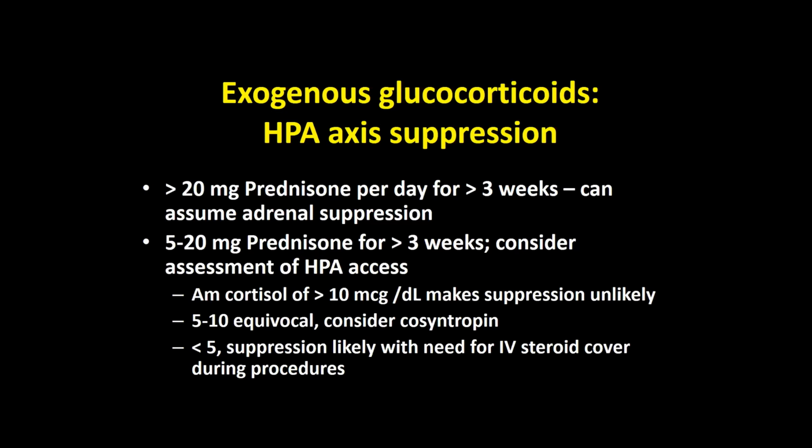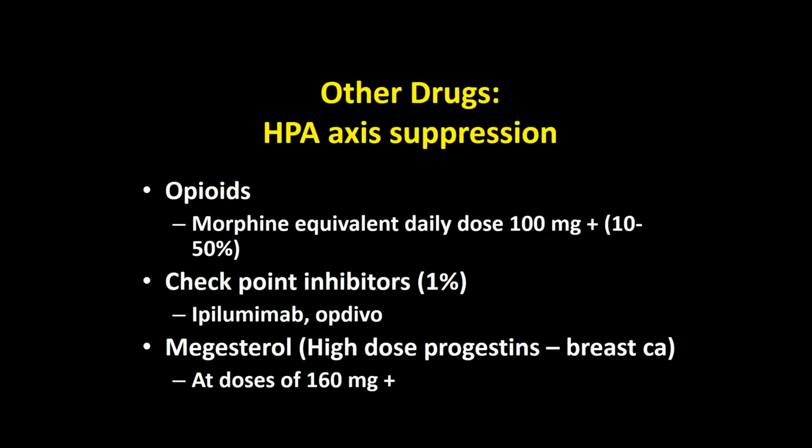If they have an AM cortisol of over 10 micrograms per deciliter, that means adrenal suppression is unlikely. If it's equivocal, 5 to 10, we can consider doing a cosyntropin stimulation test if we want a more detailed assessment. If it's less than 5, they're clearly suppressed, and these patients will need intravenous steroid cover during procedures. This is important for patients on long-term high-dose prednisone coming up to surgical procedures. We really want to make sure they've got steroid cover during those episodes.